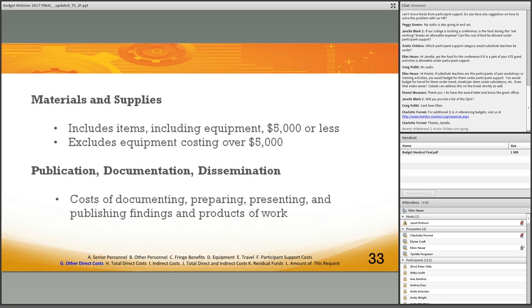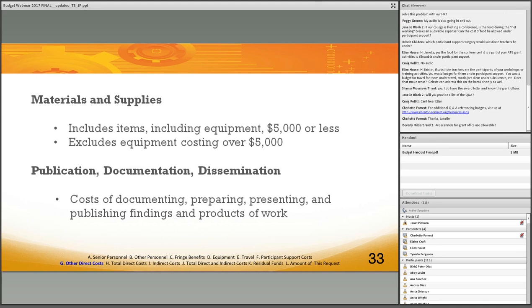Under publication, documentation, and dissemination, funds may be requested related to documenting, preparing, publishing, and sharing research findings and supporting materials that are coming out of your grant activities. This generally includes things such as reports, editing, documentation, storage of data in databases, web pages, and the production of posters or exhibits. For example, as new PIs, you would be expected to attend the annual ATE conference and participate in a showcase session to share the strategies and resources of your project. Funds in this category could be used to develop an exhibit, poster, or other materials to disseminate information on your project outcomes.